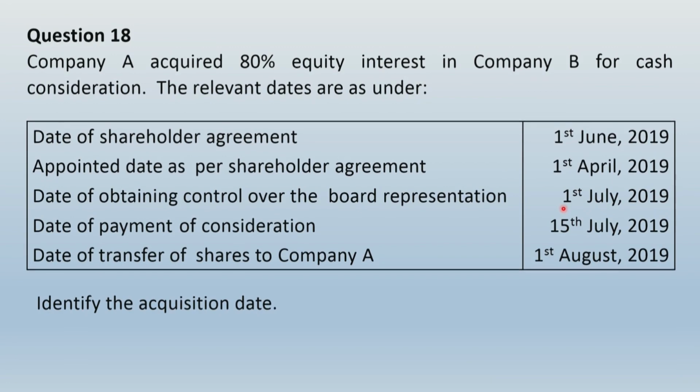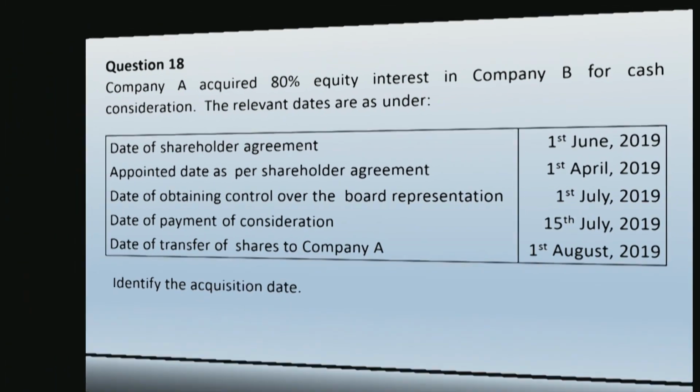And do you notice one thing? It is a date different from the payment of consideration. It is a date different from the date which is appointed date as per shareholders agreement. So friends, it is the date on which the control is obtained which you have to consider. Let us see how to write up the answer for this question.